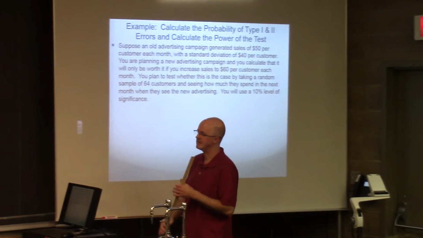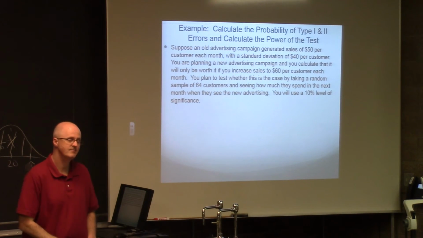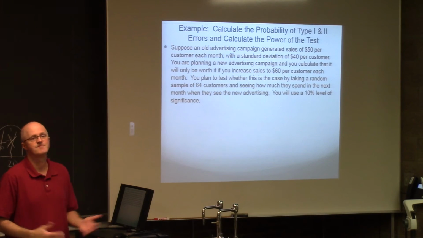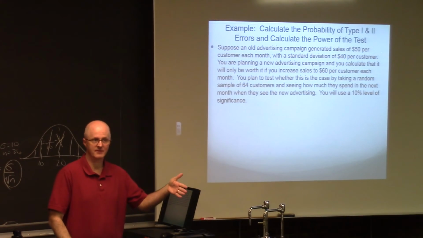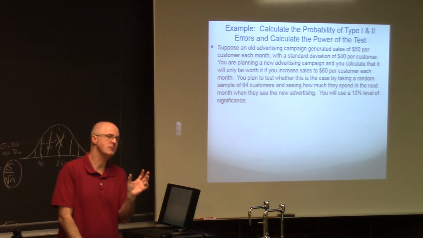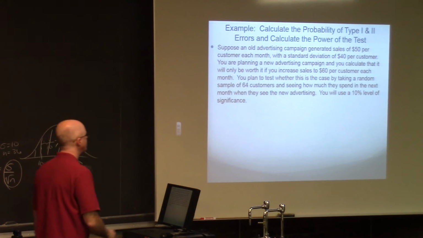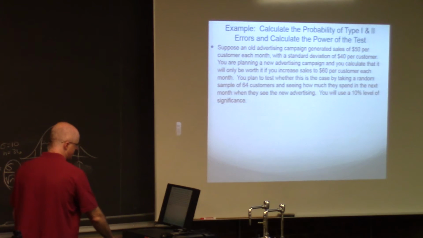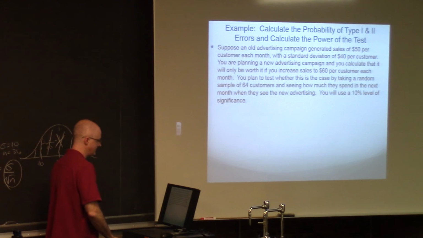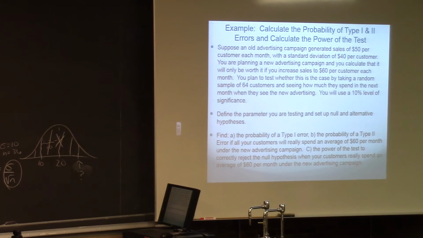X bar, the sample mean for those 64 customers, could indeed be bigger than 50. Could be bigger than 60. It's a question of how much bigger than 50 to decide whether you should reject the null hypothesis that the new mean for the new advertising campaign really is bigger than 50. We're going to use a 10% level of significance. We're not actually going to do the test here. We're going to first define the parameter we're testing and set up null and alternative hypotheses. And then we're going to calculate some probabilities that are new kinds of probabilities to calculate.